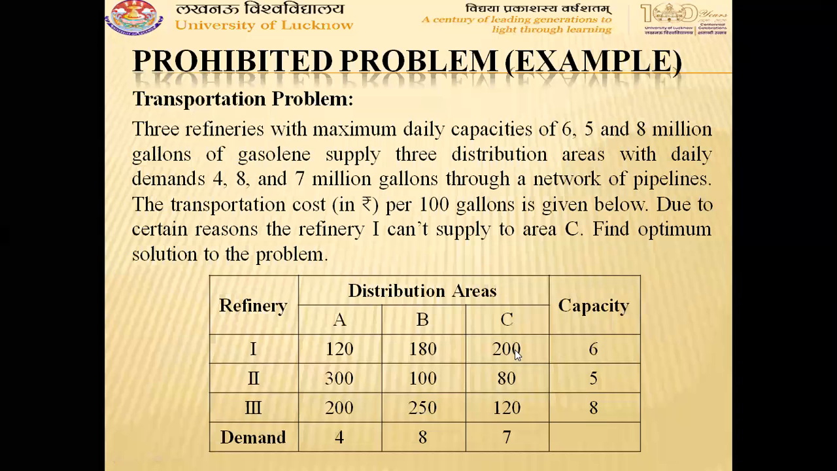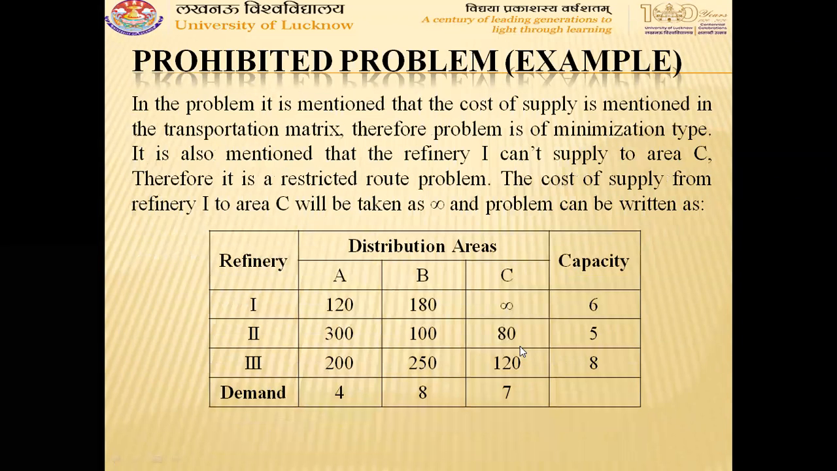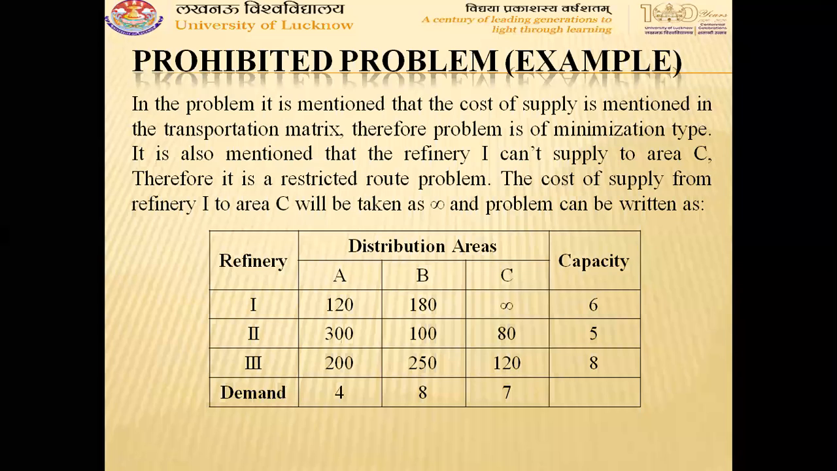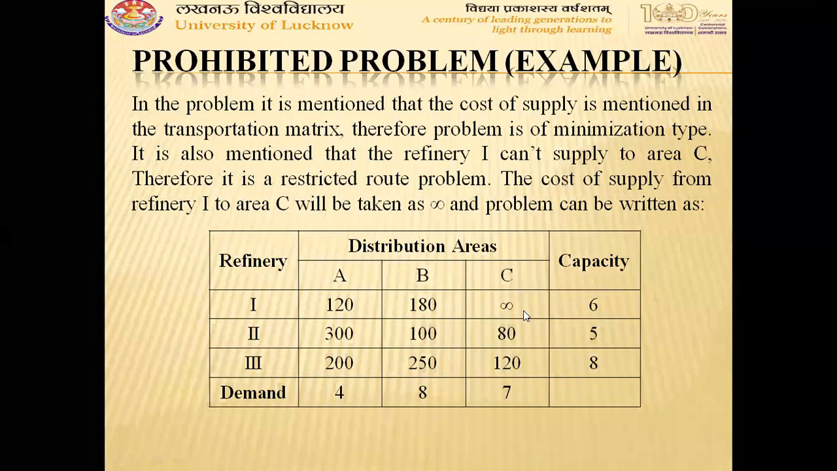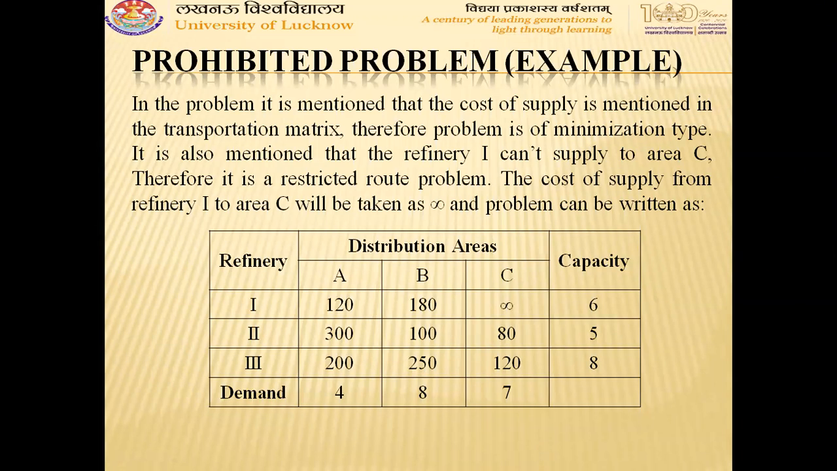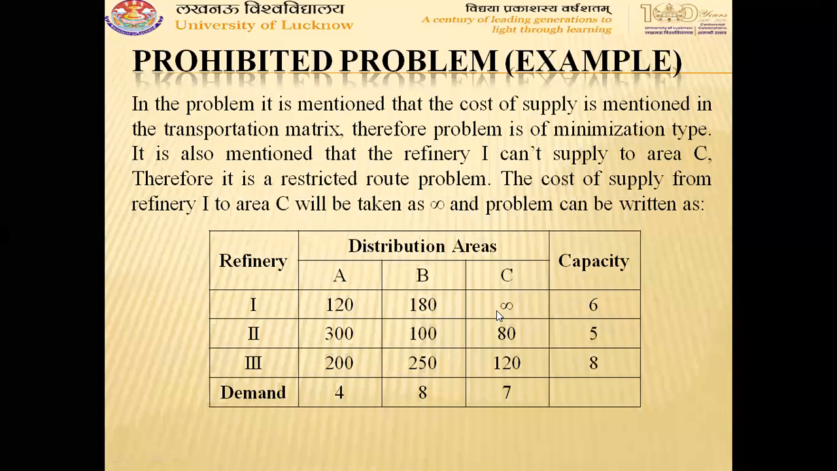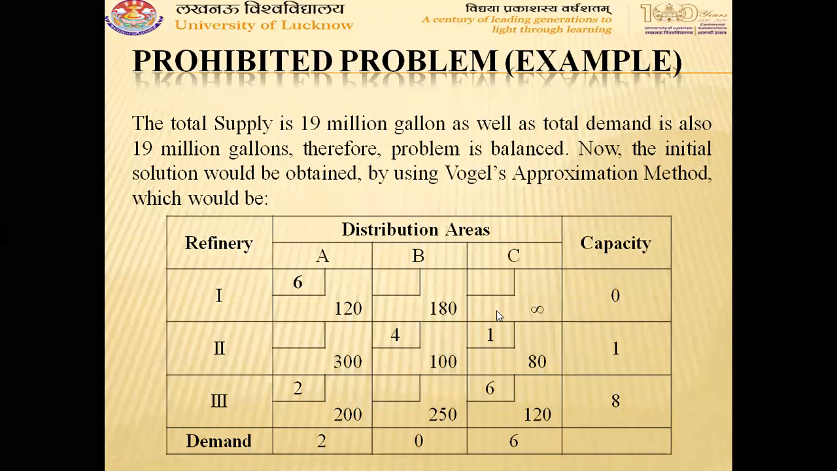So here instead of 200 we take infinity. That is, the problem can be written in this manner. So here you can see 200 is replaced by infinity. You can use infinity, or you can use a dash instead of any cost. That is, you can leave this cost blank also. Then after replacing it, we can apply any method.